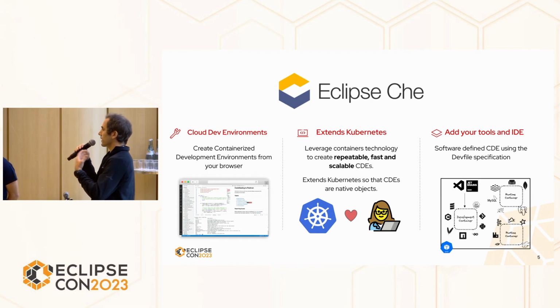For that, we're extending Kubernetes, so we are adding on top of the Kubernetes API a new API that describes a development environment. So it's really a first-class citizen in Kubernetes. That means that with a kubectl apply, you're able to start a development environment.